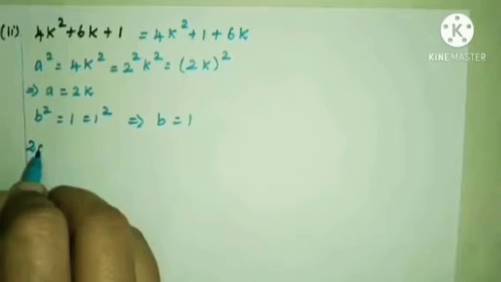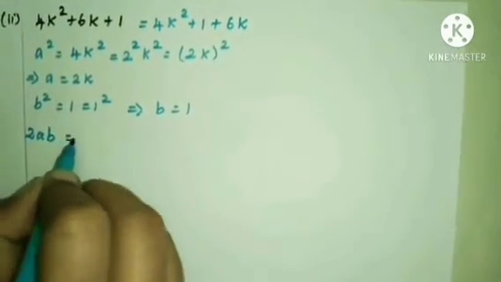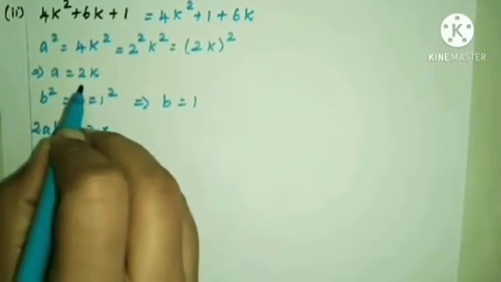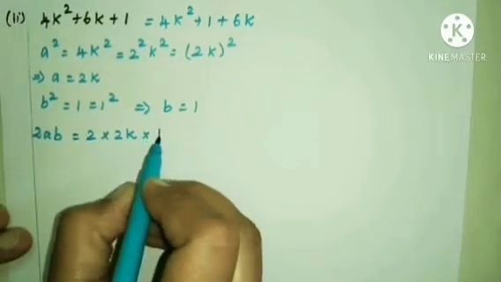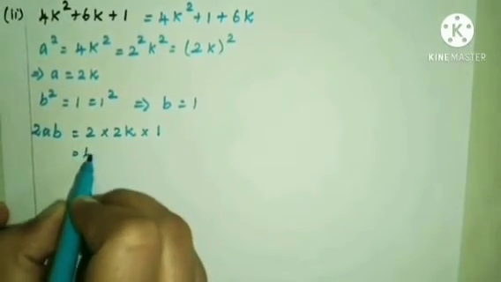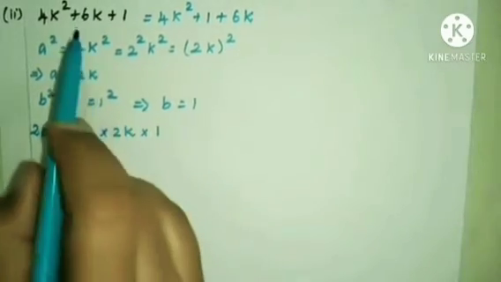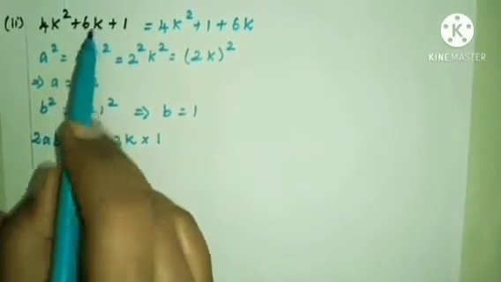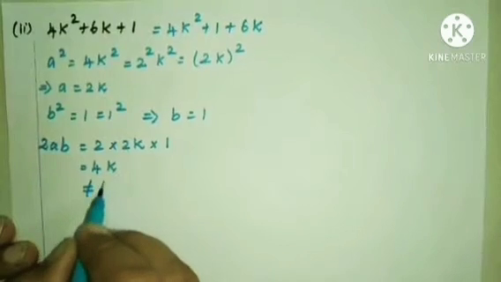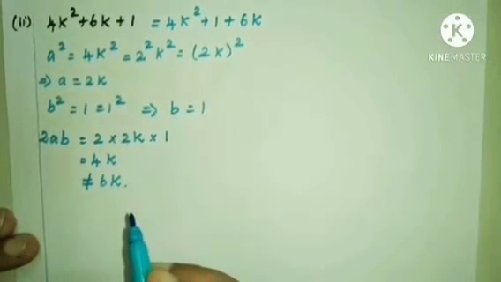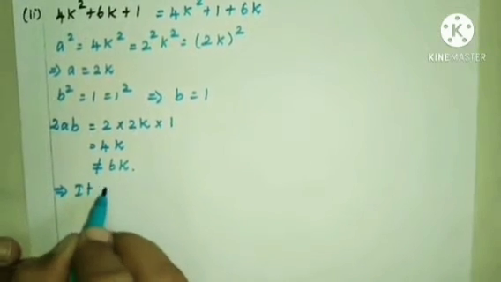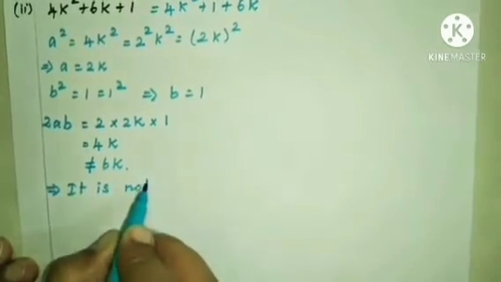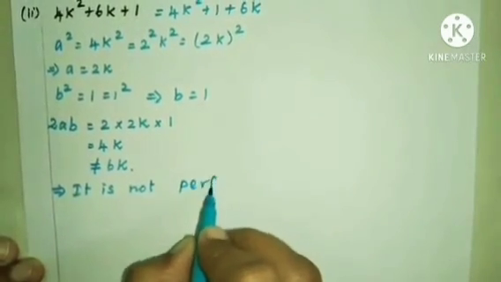Now the third element, 2ab. 2 × 2k × 1, 2 2s are 4k. But here it is 6k, so it is not equal to 6k. Which implies it is not a perfect square trinomial.